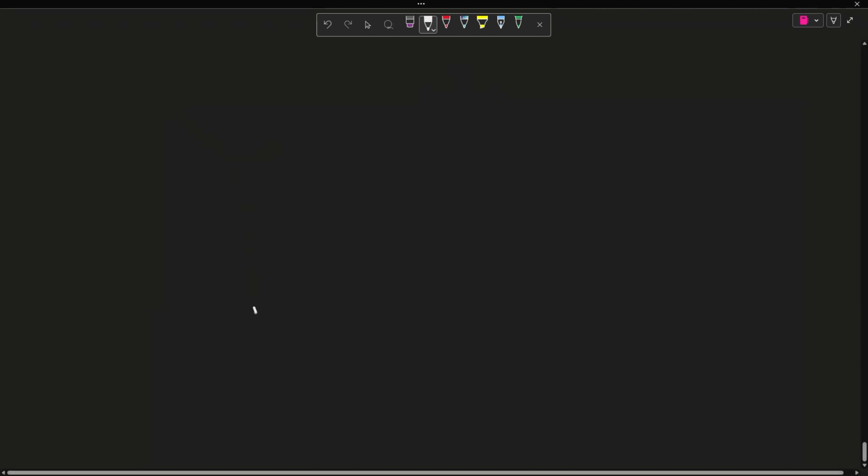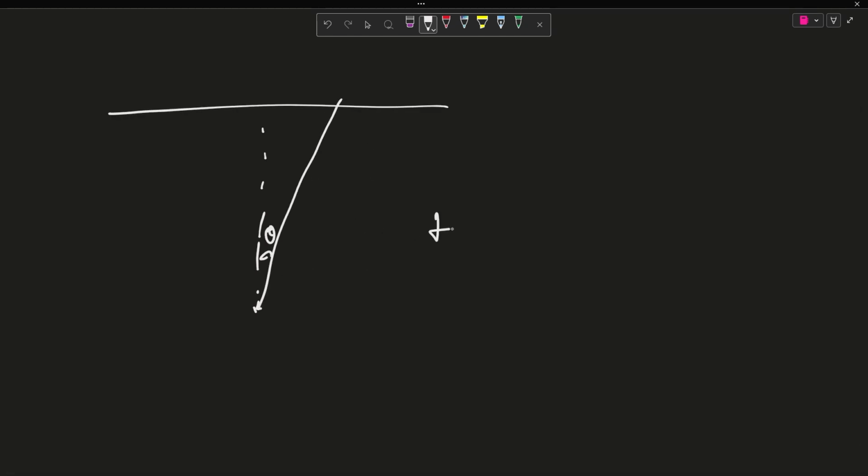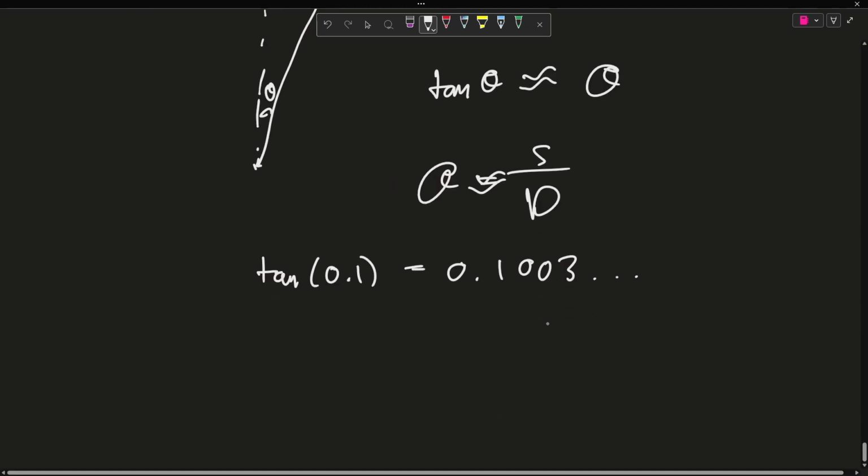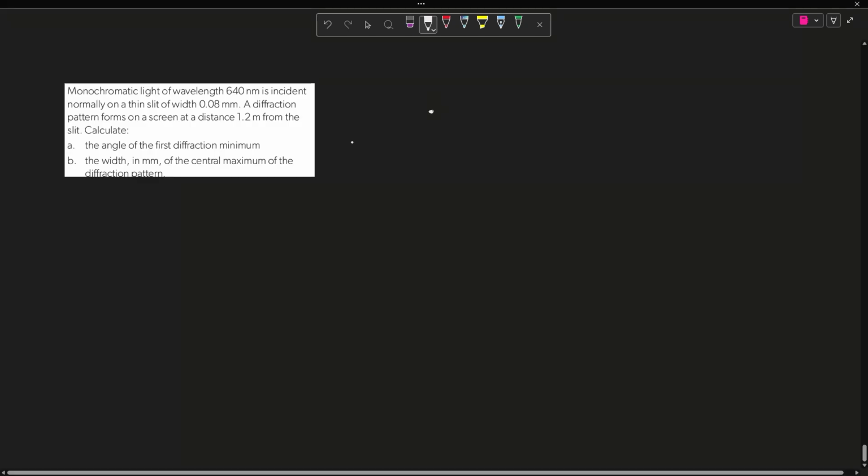And remember that if the angle is very small, then tan theta is about equal to theta. So you can just use theta equal to S over D. And to make sure the angle is small, for example, tan of 0.1 radians is equal to 0.1003, so you can see 0.1 is very close to this. So the angle of the first minimum is the wavelength divided by the width of the slit.